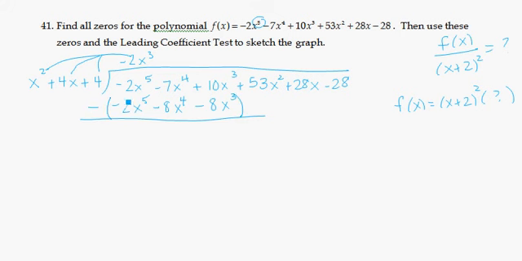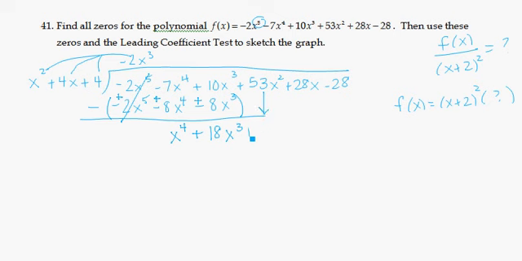So we're now subtracting all these terms. That's going to change all the signs, right? That's going to make this a plus, and this a plus. So negative 2x to the 5th plus 2x to the 5th, that's gone. Negative 7x to the 4th plus 8x to the 4th is going to give me positive 1x to the 4th. And 10 plus 8 is going to give me 18x cubed.